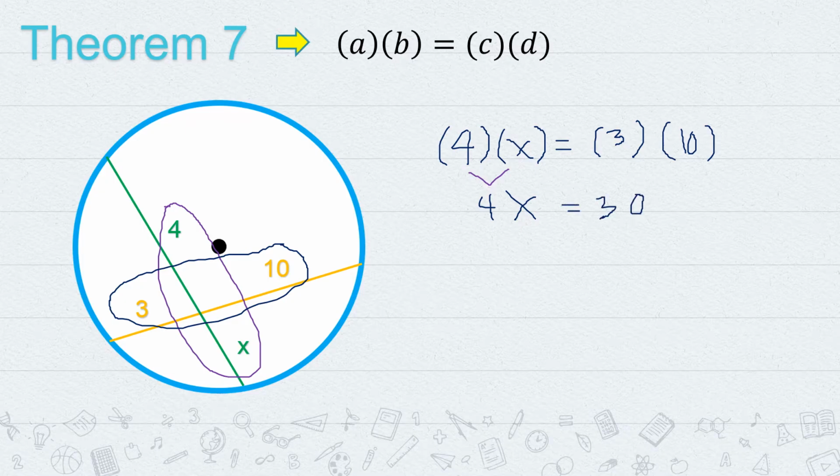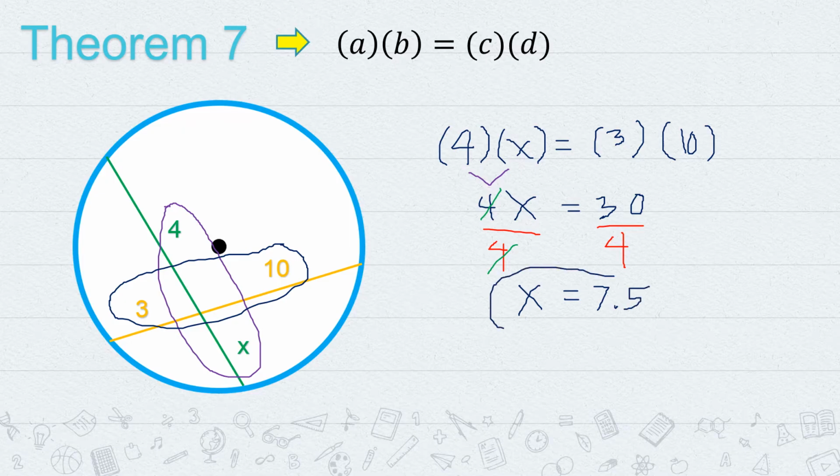Just like what we did on the previous, we are to use the division property of equality by dividing both sides by 4, since it is the number 4 that we need to remove beside X. So we cancel out 4, therefore we do have now X is equal to 30 divided by 4, the answer is 7.5.